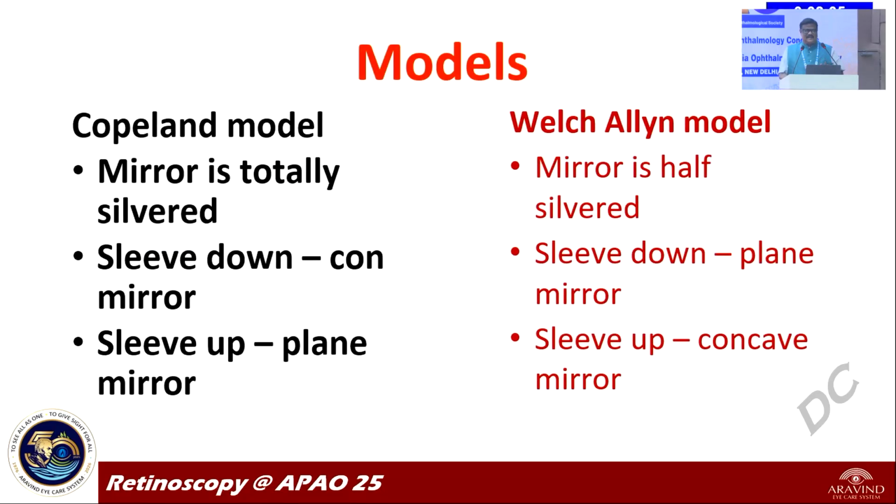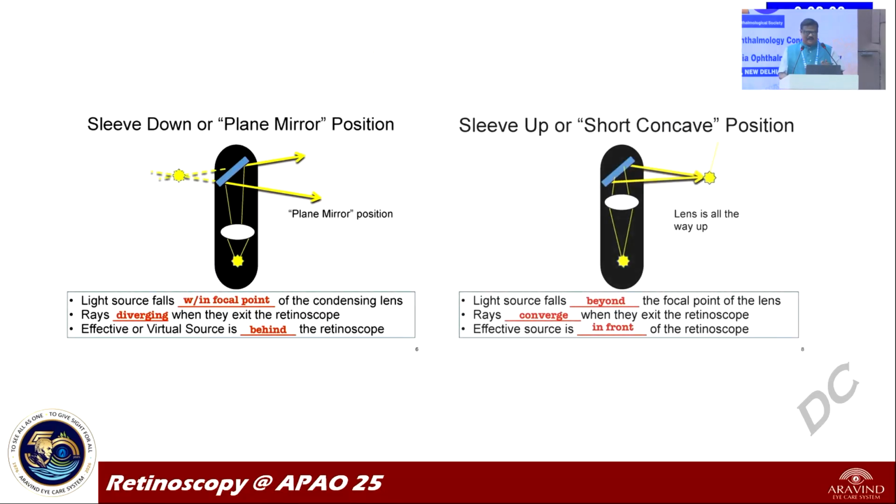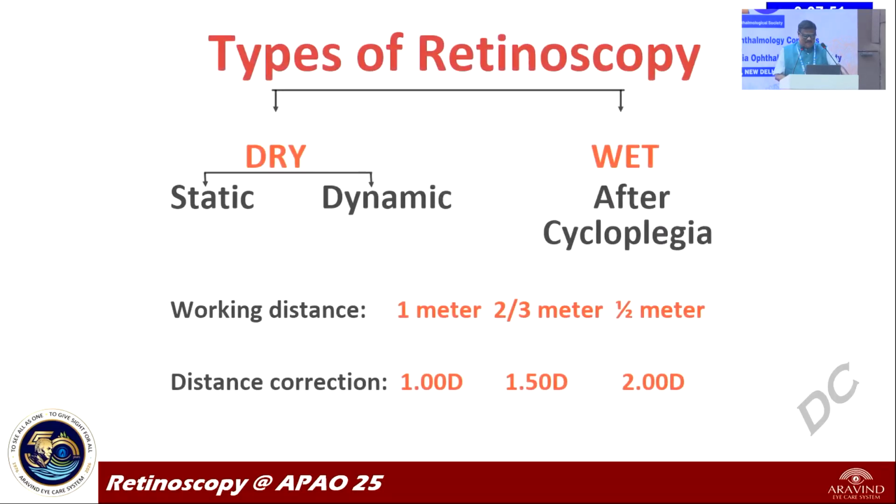So what we use is the Welch Allyn model of self-illuminating retinoscope. You keep the sleeve down, and it is a plane mirror. If you put it up, it becomes a concave mirror. Reflexes will change. The concave mirror is only meant for high myopic powers. Otherwise, by default, you use only the plane mirror.